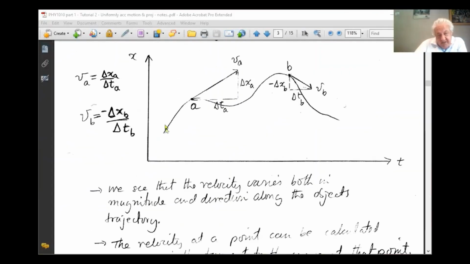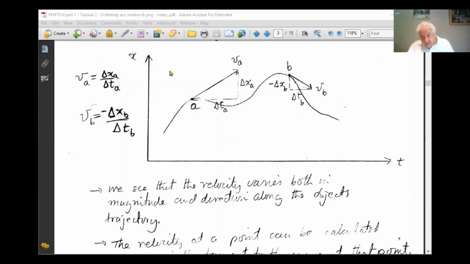When the velocity varies, it's represented by a curve on the distance time graph. But here our velocity is different at each point of the trajectory, and we can find the velocity at any given point by drawing the tangent to the point and then making the tangent the hypotenuse of a right angled triangle. So again, by obtaining the slope by this interval divided by this interval, we get the velocity at point A. Similarly, we get the velocity at point B.